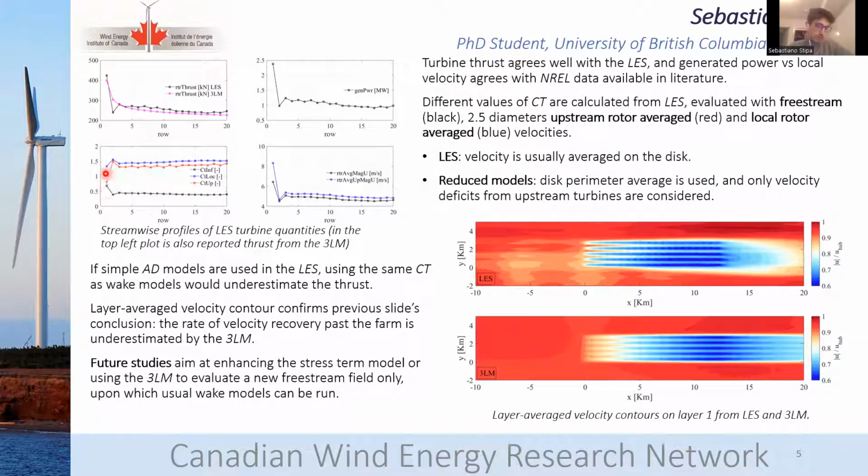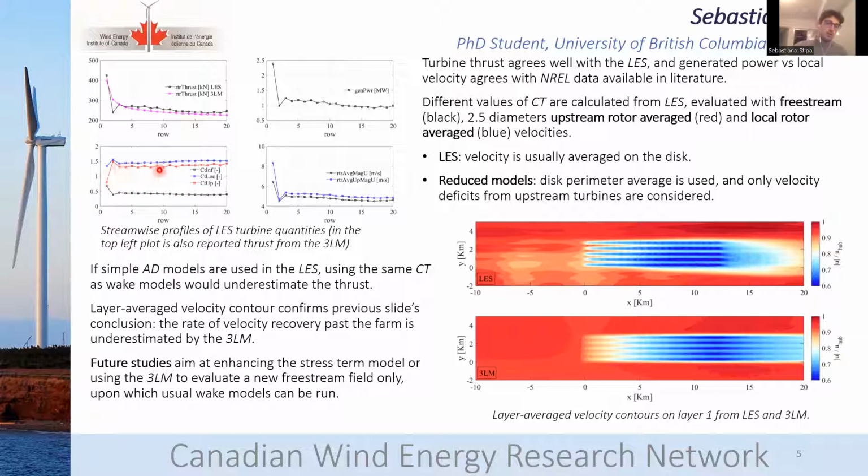So we have these CT values which are computed with different velocities, because our model basically computes the thrust based on the blade properties, not from a provided CT. So as output, we return the CT using different velocity values to non-dimensionalize the thrust. So the black one is using the free stream velocity value, which is the velocity value from, let's say, the unperturbed atmospheric boundary layer state. So this is 9 meters per second.